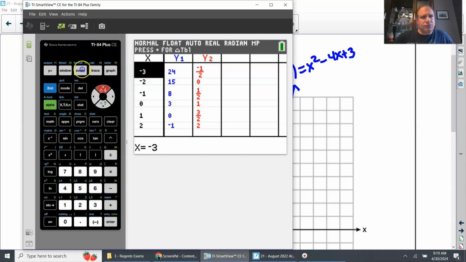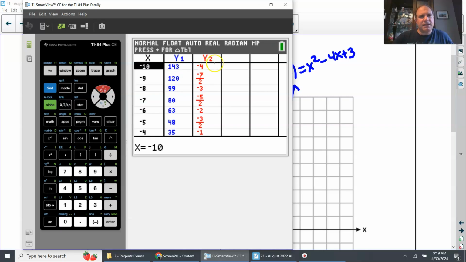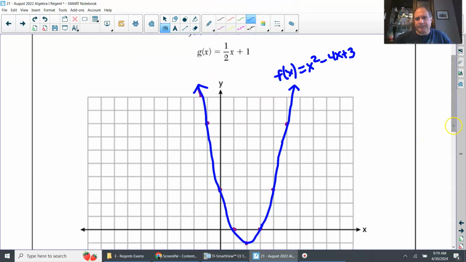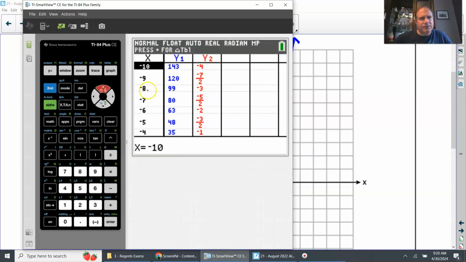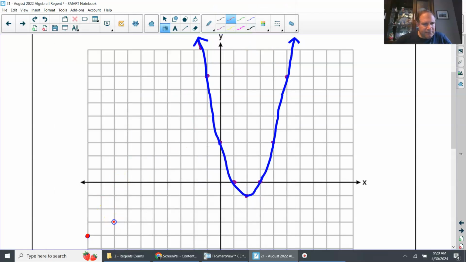So I'm just going to go to negative 10. Negative 10, negative 4 is my first point. The next point, I'm going to skip right there because that's a fraction. Negative 8, negative 3. You notice that this is a slope of rise of 1 and a run of 2. So you just keep on going like that.